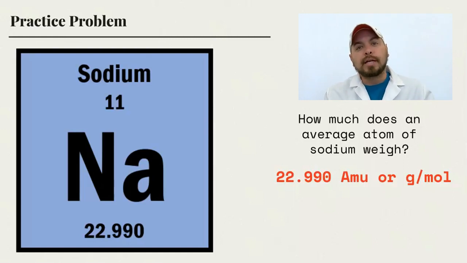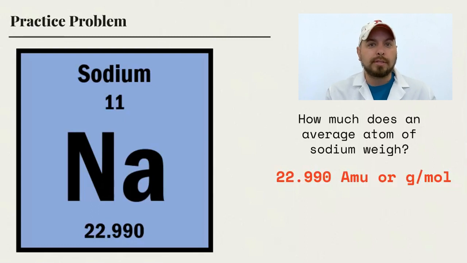Remember, that decimal at the bottom, which isn't always a decimal, sometimes there are whole numbers down there, but normally because different atoms of each element may weigh something different, that is a decimal number, decimal value. So this sodium atom, on average, would weigh 22.990 grams per mole, or AMU.